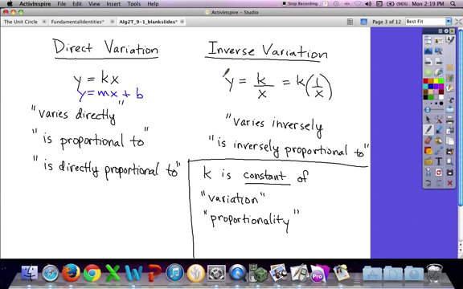Okay? And the book will say, almost exclusively, varies inversely. The SOLs say is inversely proportional to. They still got that word inversely. It'd be hard not to recognize what they're trying to describe.